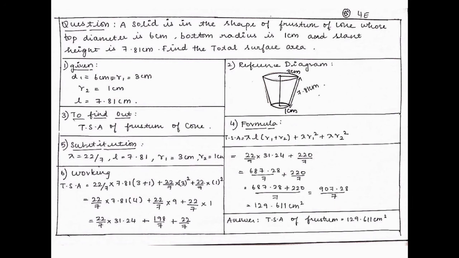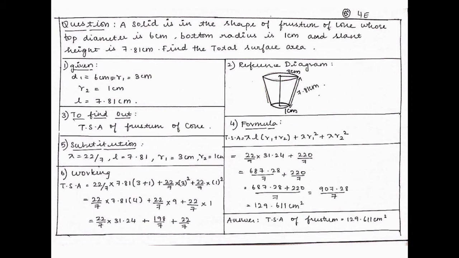These are the substitution I'm going to do in this problem. So pi value is 22/7 and slant height is equal to 7.81, r1 is equal to 3 centimeter and r2 is 1 centimeter. So when we substitute these values in the TSA formula, we'll get 22/7 into 7.81 into 3 plus 1 plus 22/7 into 3 the whole square plus 22/7 into 1 the whole square. We'll get 22/7 into 7.81 into 4 plus 22/7 into 9 plus 22/7 into 1.